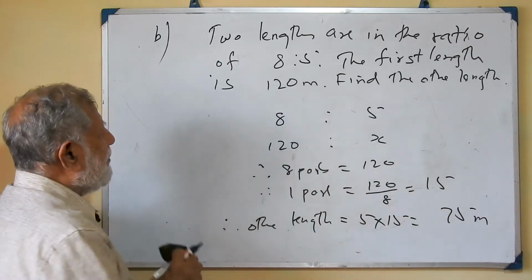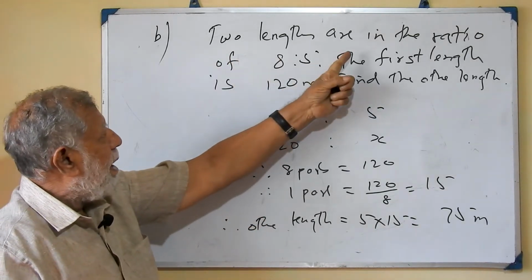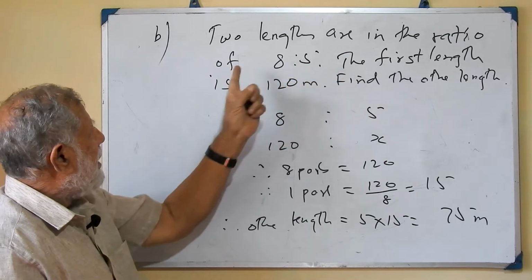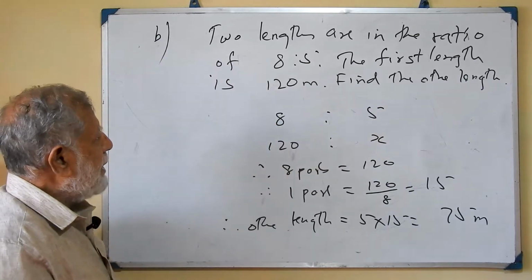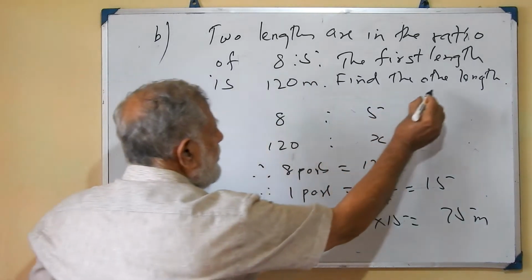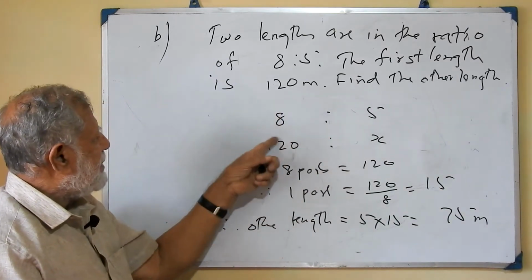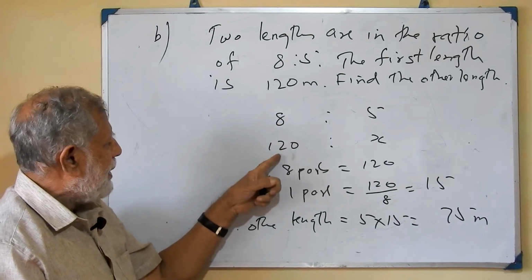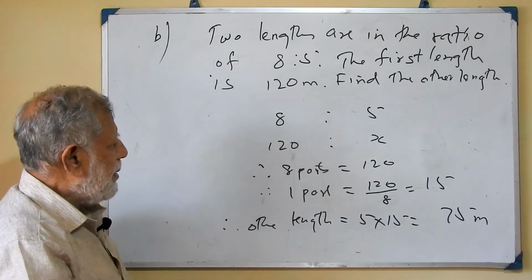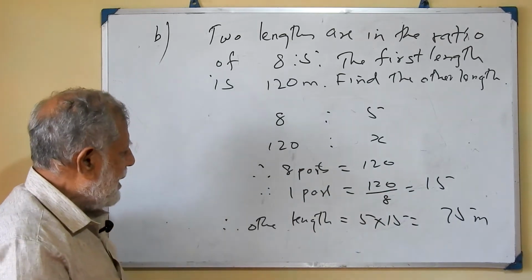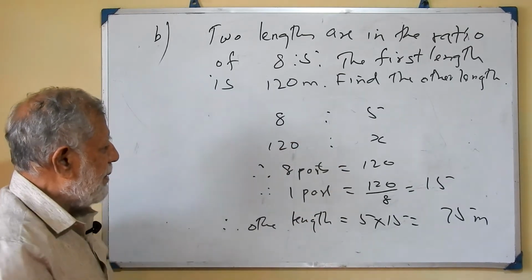When out of two ratios one is given, we just equate and do this again. The two lengths are in the ratio of 8 is to 5. The first length is 120, find the second length. So it's 8 is to 5. The first length is 8 parts. 8 parts is 120, so we write the equation: 8 parts equal 120. Therefore, 1 part is equal to 120 divided by 8, 15. So the 5 parts will be 5 into 15, 75.